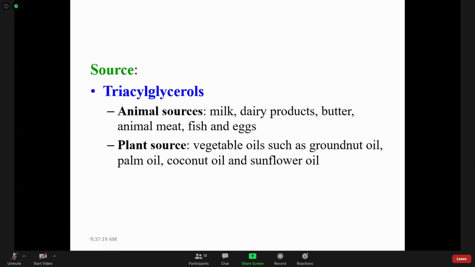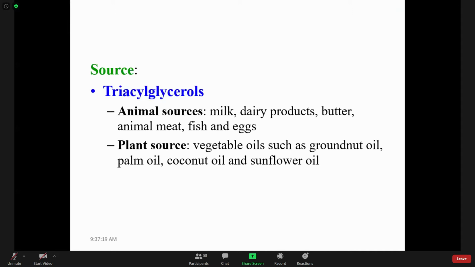Depending upon the source from which we are getting the triacylglycerol, the fatty acids esterified on that triacylglycerol may be different. Milk and dairy products contain short and medium chain fatty acids, while animal meats contain long chain fatty acids on the triacylglycerol.